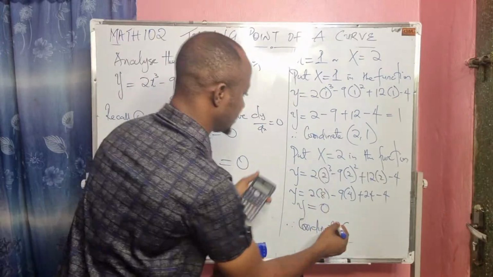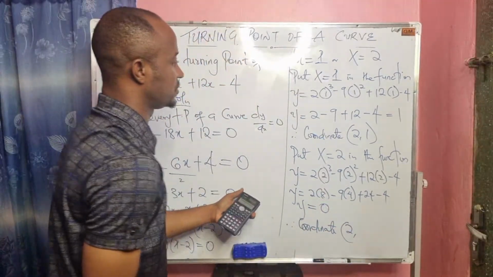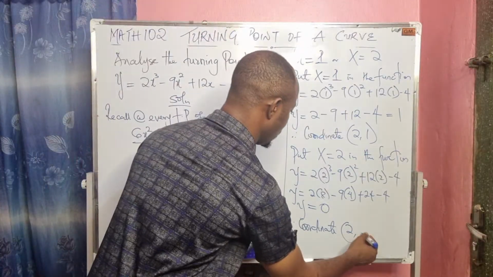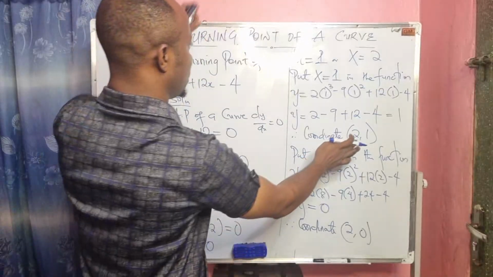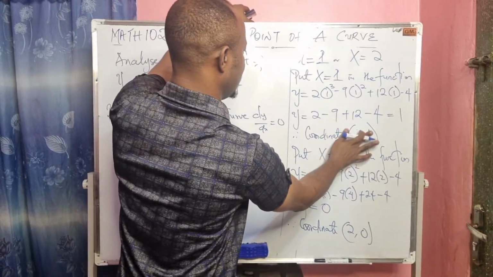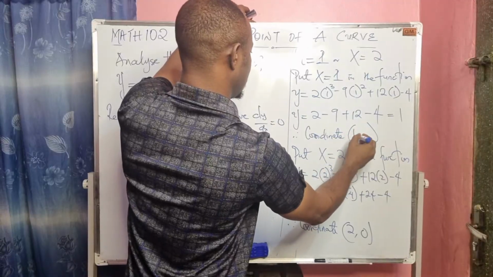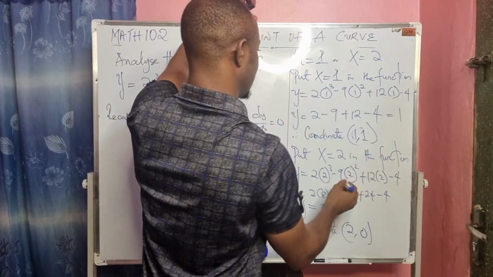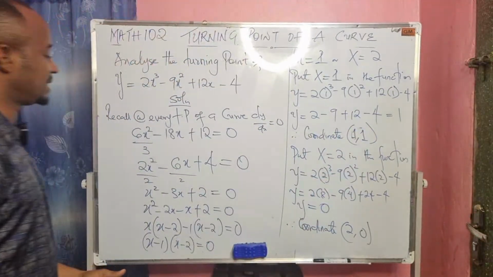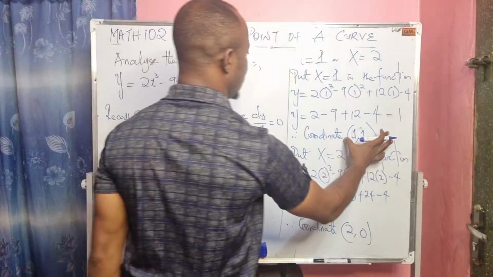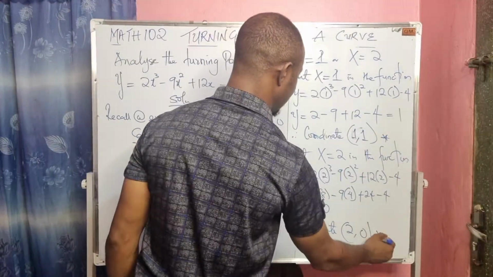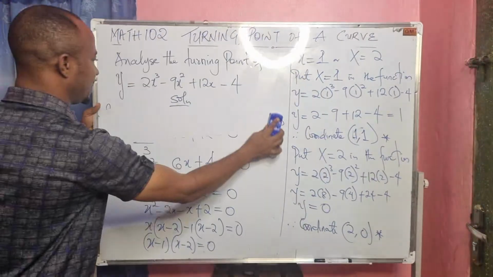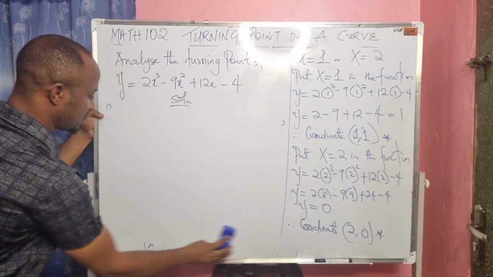So that means our coordinate becomes, when x is 2, y is 0. Sorry, this other one is when x is 1. When x is 1, y is 1. This is 1, comma 1. All right? Now, each of these coordinates will either represent a minimum or maximum, right? So what we do now is to apply the sufficient condition.